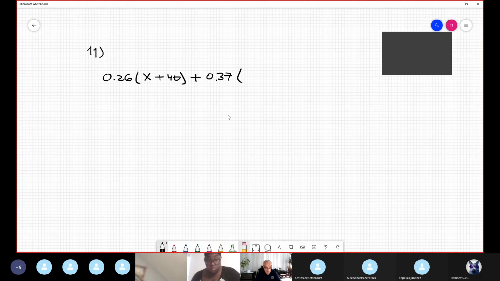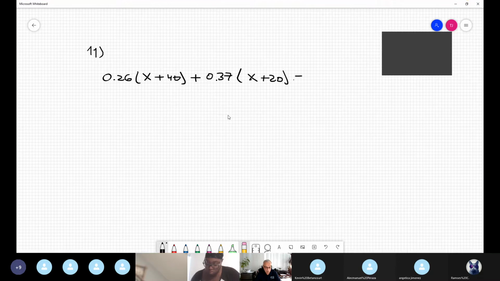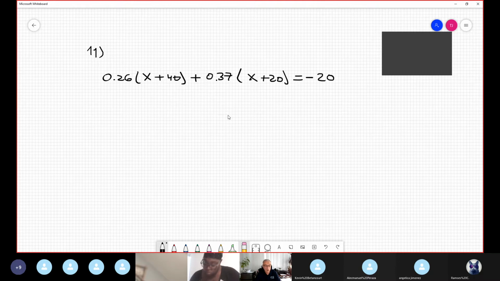Bueno, 11 is weird because it involves decimals. 0.37 times parentheses x plus 20 equal minus 20. Wow, look, it's easy because immediately it's similar to the fraction. But in this case, you multiply the entire equation by a number ending in 0, maybe 10, maybe 100, maybe 1,000, and so on, depending on the number of decimal places that we have. In this case, we have 2 decimal places. It's obvious that we select 100.